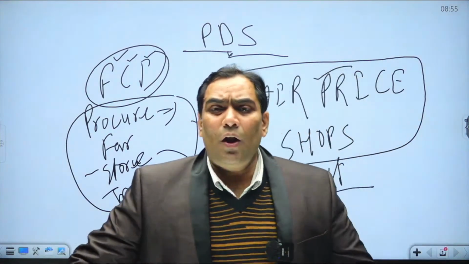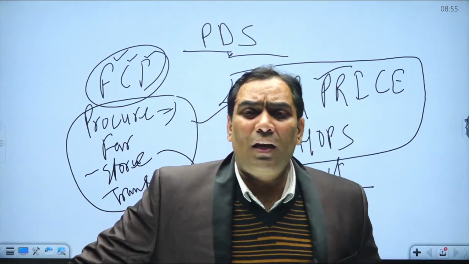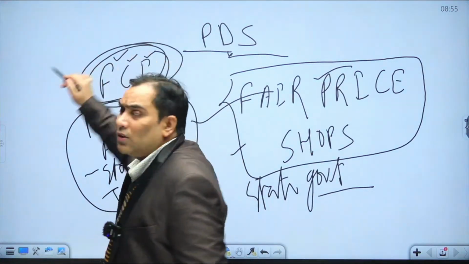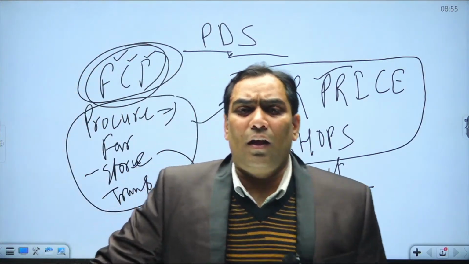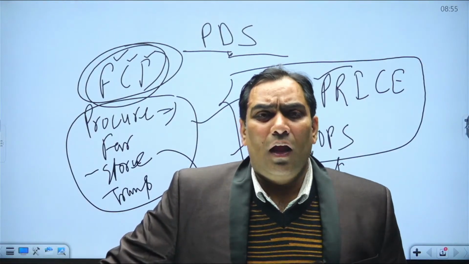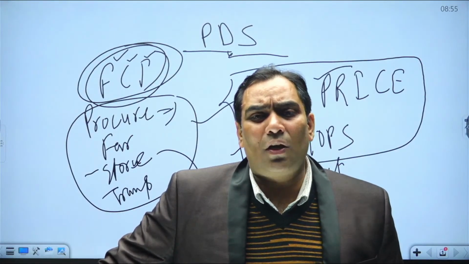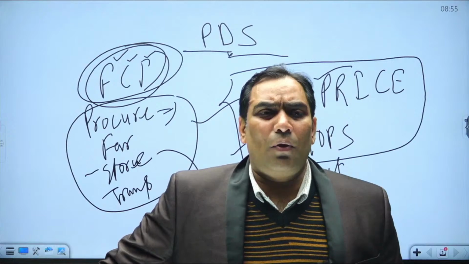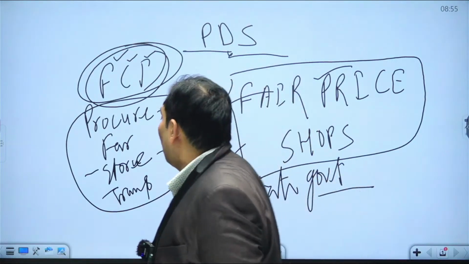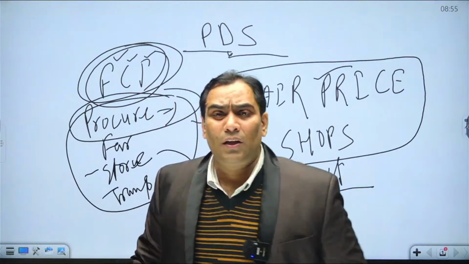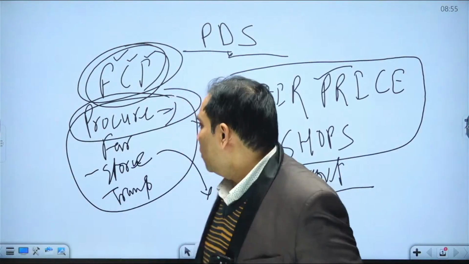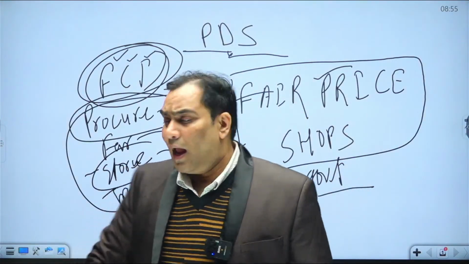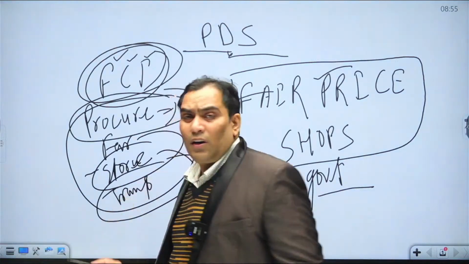So in order to run all this program there is a need for an authority. And who is that authority? That authority is known as the Food Corporation of India. The central government has this authority. It is the responsibility of the Food Corporation of India to procure the food grains from the farmers in order to ensure PDS, and not just to procure, but also to store those food grains, and to transport them.